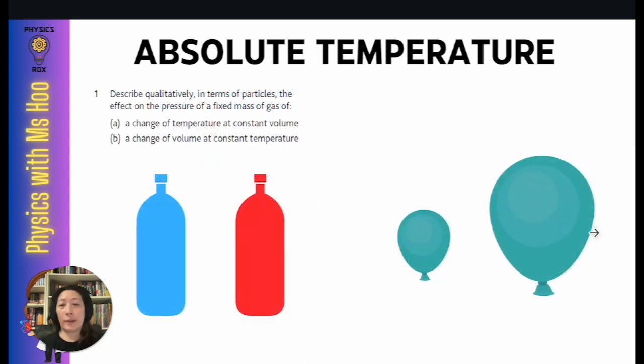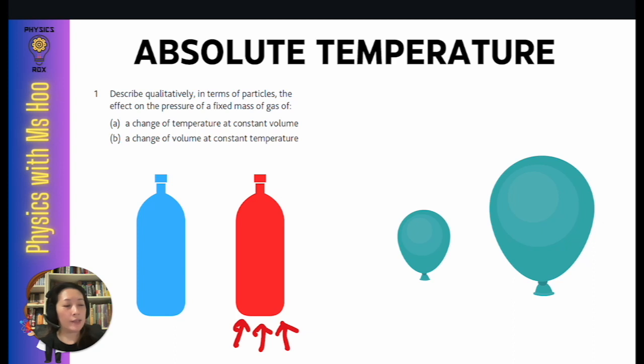You also need to be able to describe qualitatively, in terms of particles, the effect on the pressure of a fixed mass of gas when there is a change of temperature at constant volume, as well as a change of volume at constant temperature. For this, you just need to know the general relationship. For example, in this diagram, let's say these 2 bottles are the same bottle, but in the first situation, the temperature is cooler, and in the second situation, the temperature is hotter. That means we apply heat.